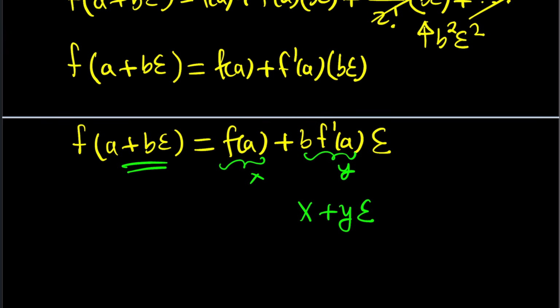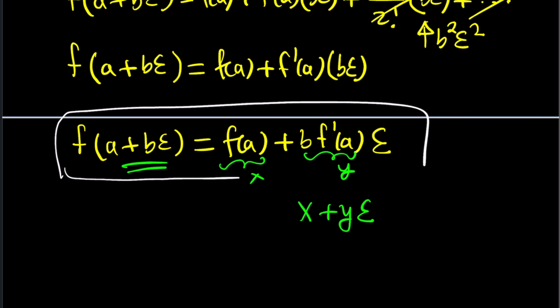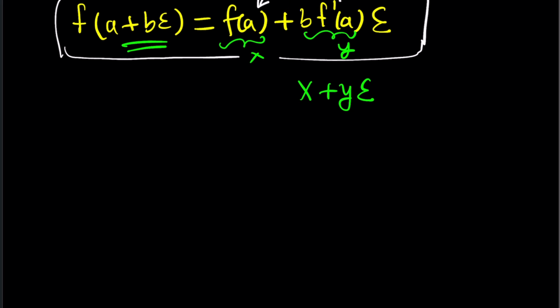So I want you to go ahead and pay attention to what's happening here. This is actually beautiful. And what it gives you is, if you evaluate f at a plus b epsilon, then you basically get the function value and its derivative. That's why this is used for automatic differentiation. Let's go ahead and take a look at a particular example, shall we?